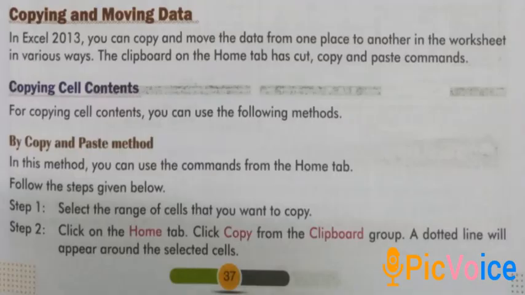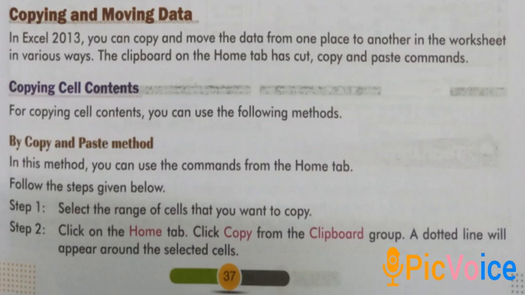Copying and moving data. In Excel 2013, you can copy and move the data from one place to another in the worksheet in various ways. The clipboard on the home tab has cut, copy and paste commands. Copying cell contents. For copying cell contents, you can use the following methods. By copy and paste method. In this method, you can use the commands from the home tab. Follow the steps given below.